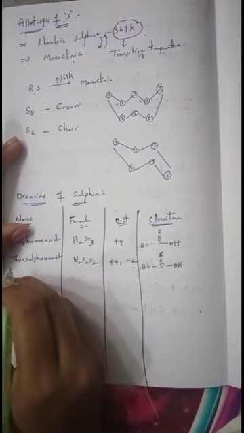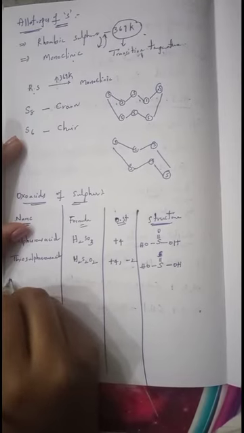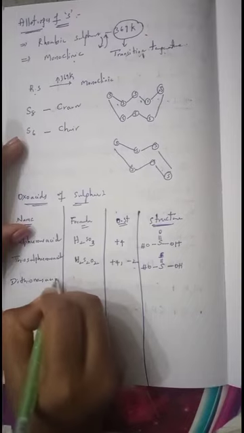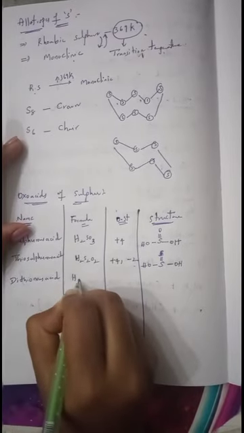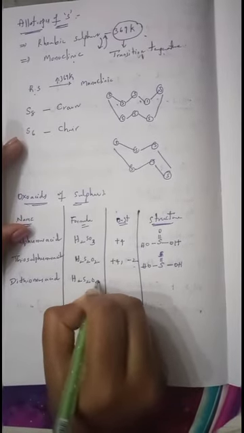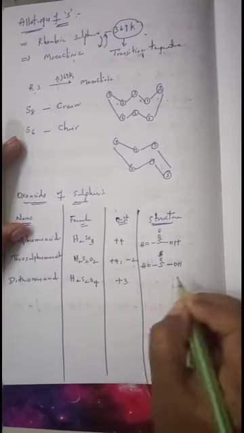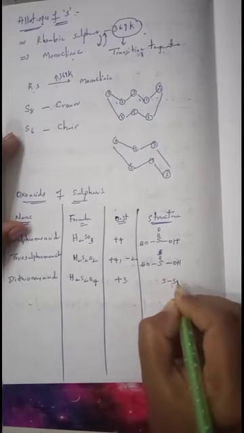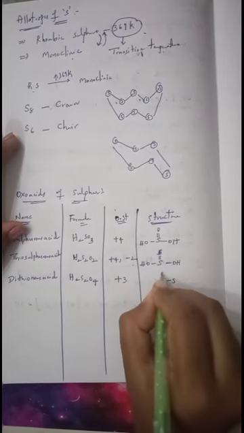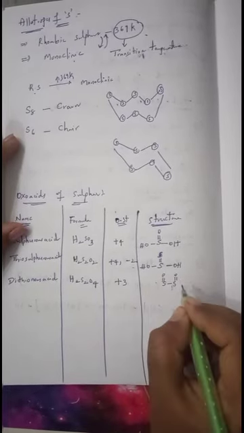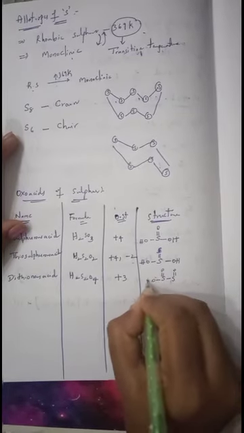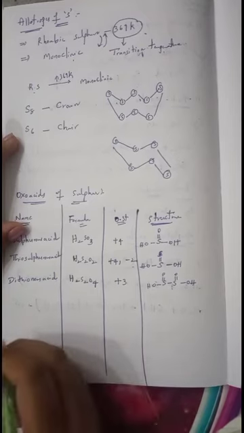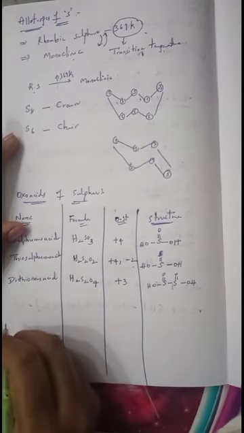dithionous acid. Dithionous acid formula is H2S2O4 and the oxidation state is +3. Here two sulfurs are there. These two sulfurs are connected by a single bond. Of the four oxygens, two oxygens make a double bond with each sulfur, and two more oxygens combined with hydrogen exist as OH.